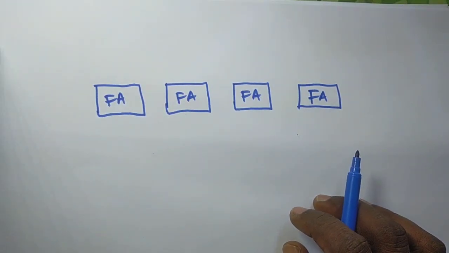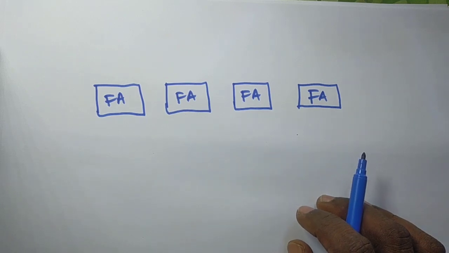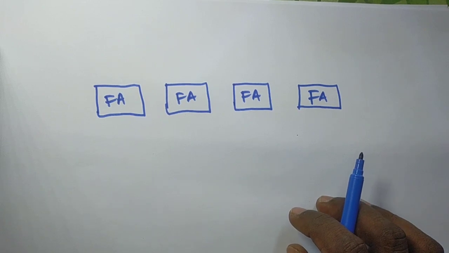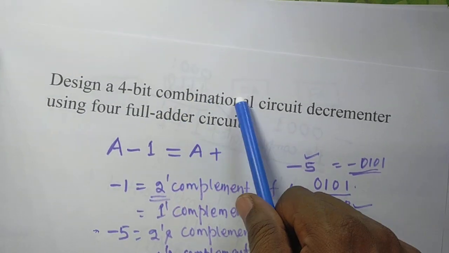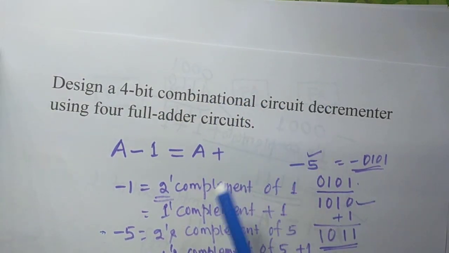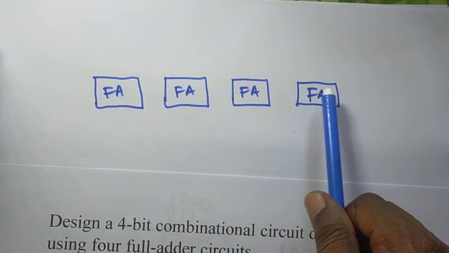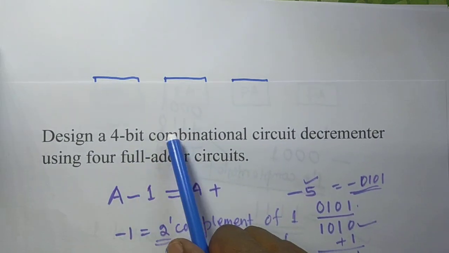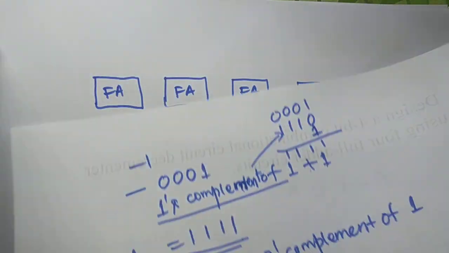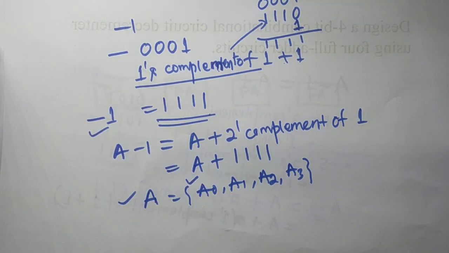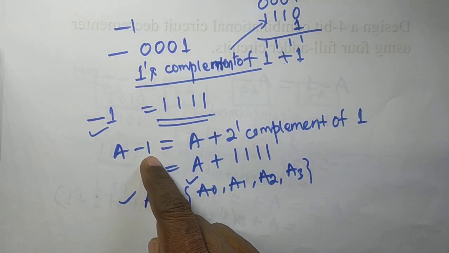Now how many inputs will we provide? It is very simple. As mentioned, it is a 4-bit combinational circuit, so whatever data we have to convert is 4-bit. Here you see the 4 full adders already taken. Now 4-bit means whatever data we take is 4-bit. For example, we have to consider A minus 1. Why A minus 1? Because it is a decrementer.